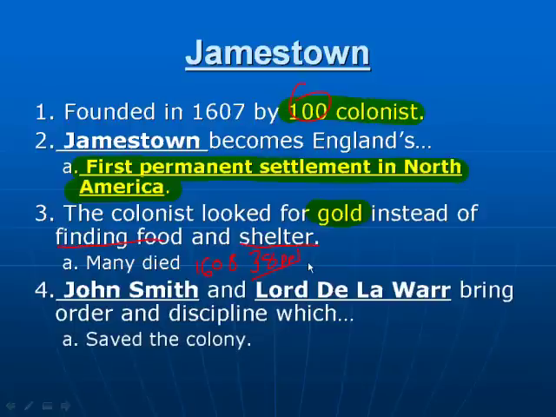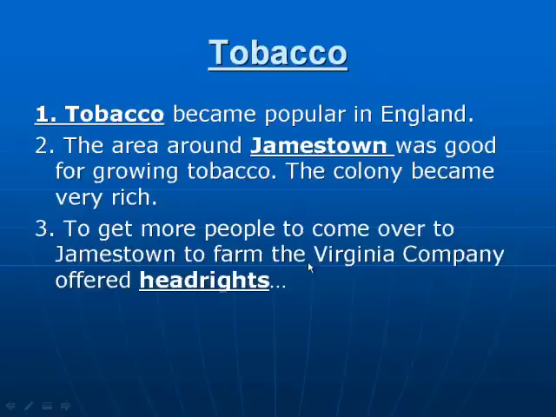Now, the other thing that saves this colony, not only do they now have discipline and order, and you need to farm instead of looking for gold all the time, they end up finding a crop that is going to make them very rich, which makes people start to want to farm more, which makes Jamestown a permanent settlement. And that crop is tobacco. Tobacco becomes popular in England. The area around Jamestown was good for growing tobacco, and the colony became very rich.